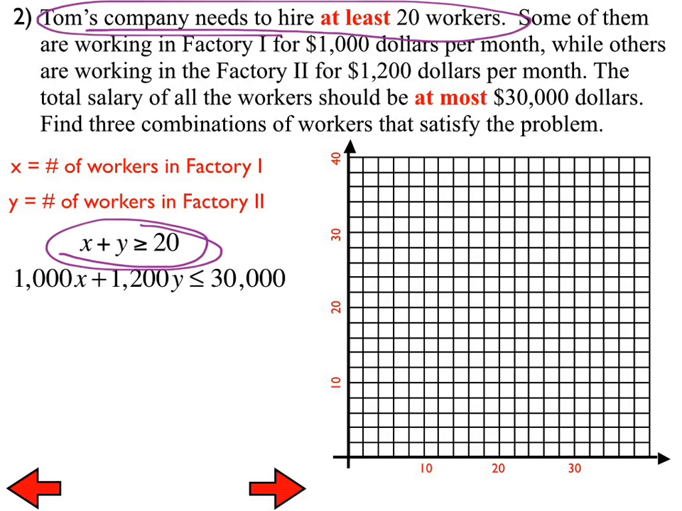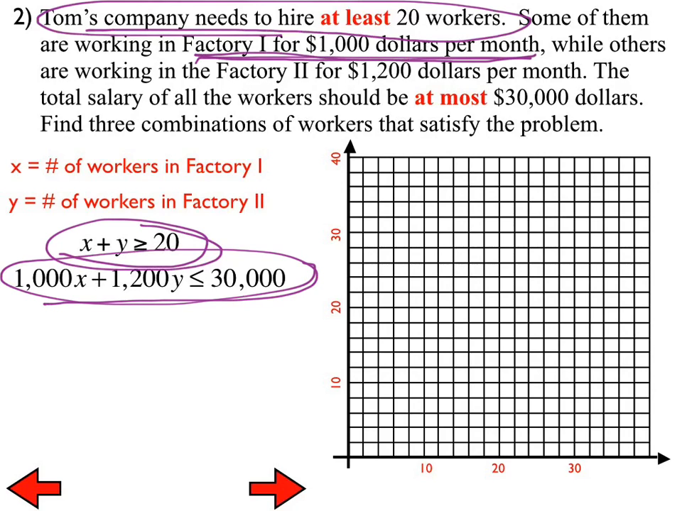My second inequality comes from the fact that factory 1 workers make $1,000 per month and factory 2 workers make $1,200 per month, and then the total value is at most $30,000. Now what we want to do is graph this system on that coordinate plane.